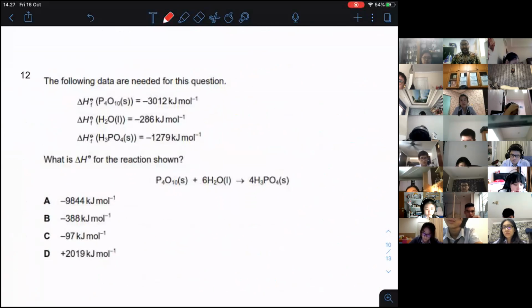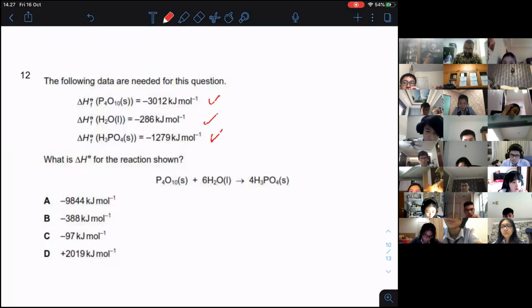Have a look at number 12. So let's Christopher decide now. Christopher, which method? The formation method or rearranging? The formation method. Yes. Okay, there are a lot of formations, so we will use the formation method. Put the arrow.